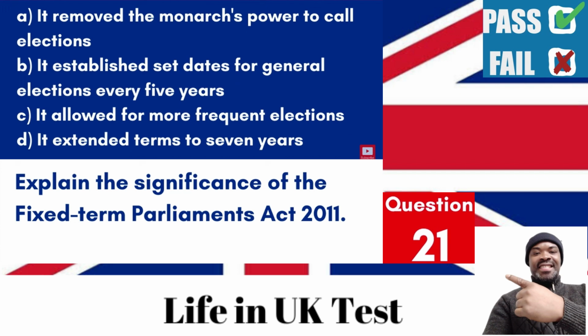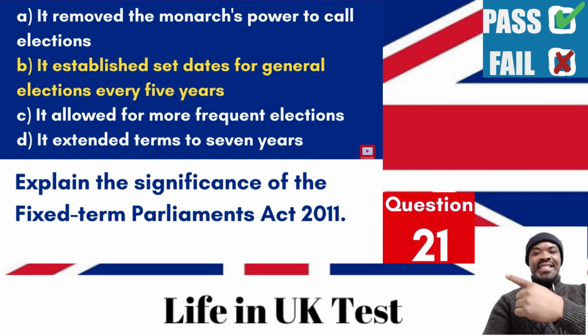Question 21. Explain the significance of the Fixed-Term Parliaments Act 2011. A. It removed the monarch's power to call elections. B. It established set dates for general elections every 5 years. C. It allowed for more frequent elections. D. It extended terms to 7 years.